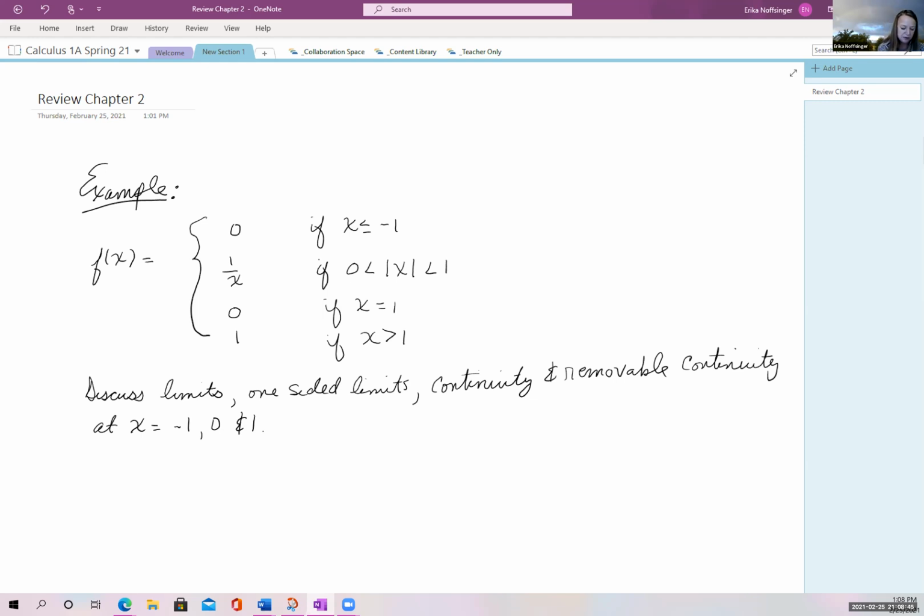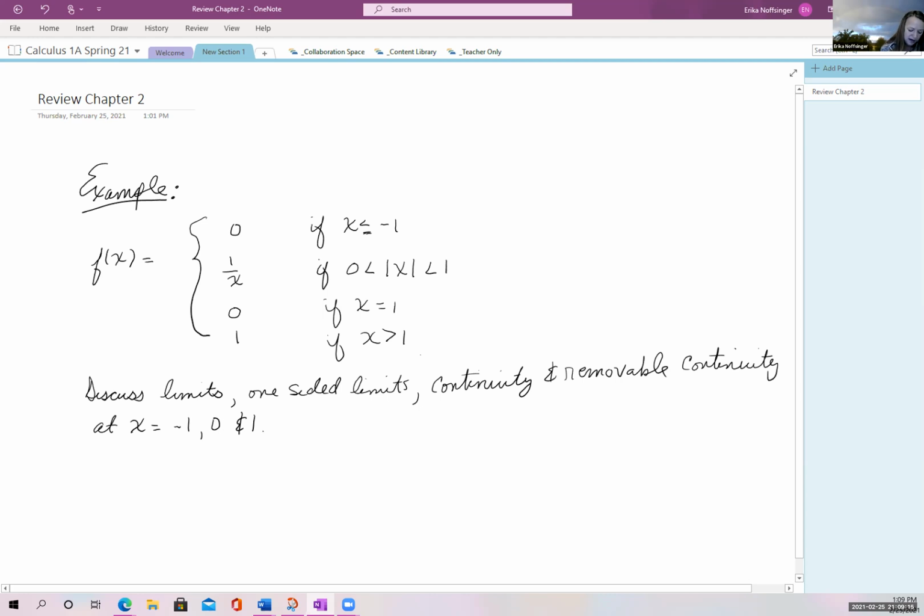And the first example gives us a piecewise function. And we have f of x is equal to 0 if x is less than -1. We're given it's 1 over x if x is between 0, the absolute value of x, and +1. And it's equal to 0 if x is 1. And the last case is our function is equal to 1 if x is greater than 1.